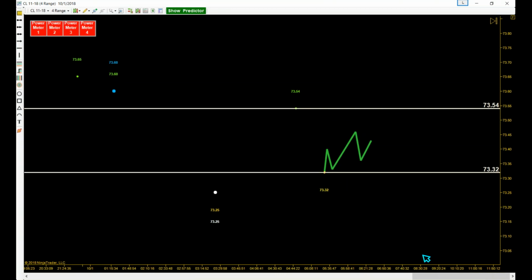Okay, and we also know where support is, right? And then we look at our regular chart and we see, what's the preponderance of where this is going? Well, right now it's looking a little bit more short. Okay, because see the color of the power meters and everything.